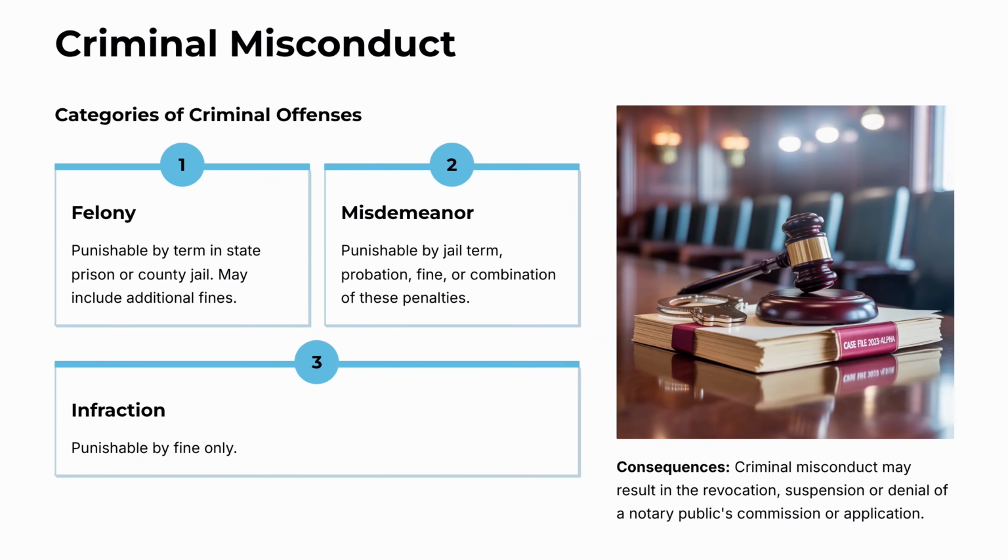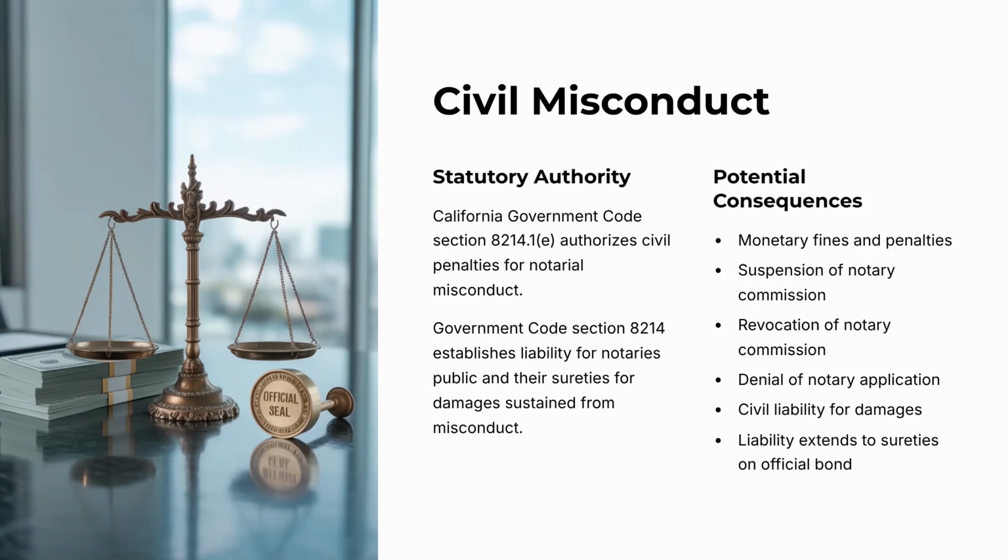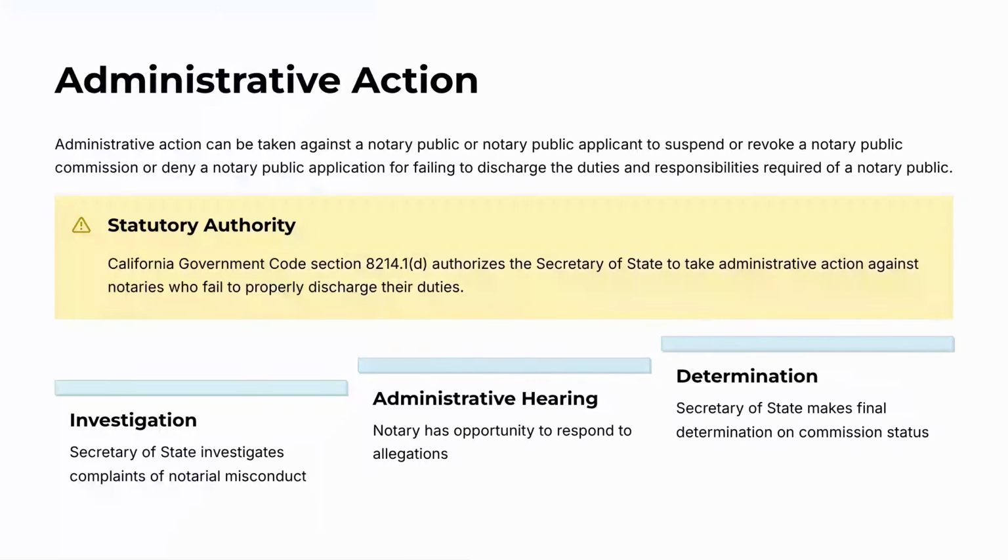Civil misconduct subjects a notary public to fines and may also lead to suspension or revocation of the notary public's commission or denial of a notary public application by the California Secretary of State. California Government Code Section 8214.1E. Also, a notary public and the sureties on the notary public's official bond are liable in a civil action for all the damages sustained from a notary public's misconduct. California Government Code Section 8214.